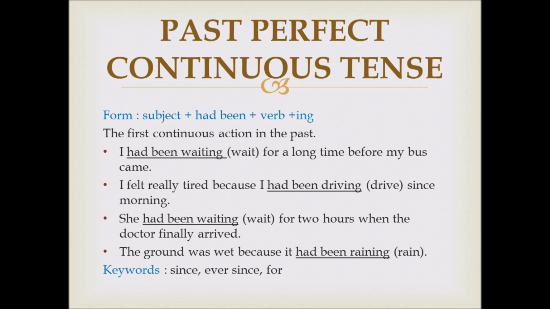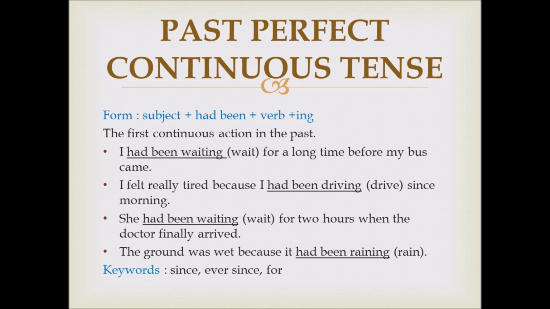The first action you have to represent in past perfect continuous tense and the second action in past tense. Okay, for example, I had been waiting for a long time before my bus came. For I, you have to use had plus been plus verb plus ing, that is had been waiting for a long time before my bus came. So the first action that happened here is waiting for the bus, and only then the bus arrived. The second sentence is I felt really tired because I have been driving since morning. So since morning I have been driving, that is why I felt tired.